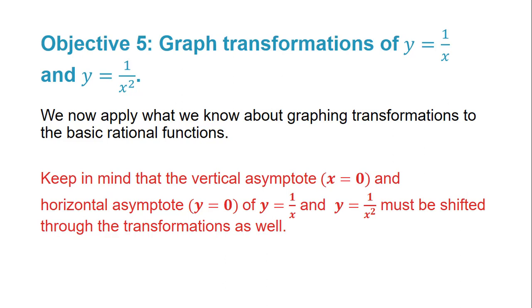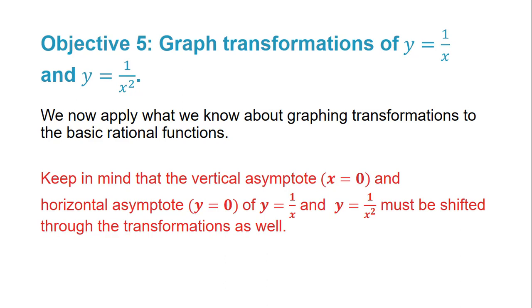In this lesson, we will graph transformations of y equals 1 divided by x and y equals 1 divided by x squared. So that is, we're going to apply what we know about graphing transformations to the basic rational functions. Now, we can graph rational functions that are not explicitly transformations of these functions. We would have to find the vertical asymptote, the horizontal asymptotes, their intercepts, and some other key points on the graph, but we could do that.